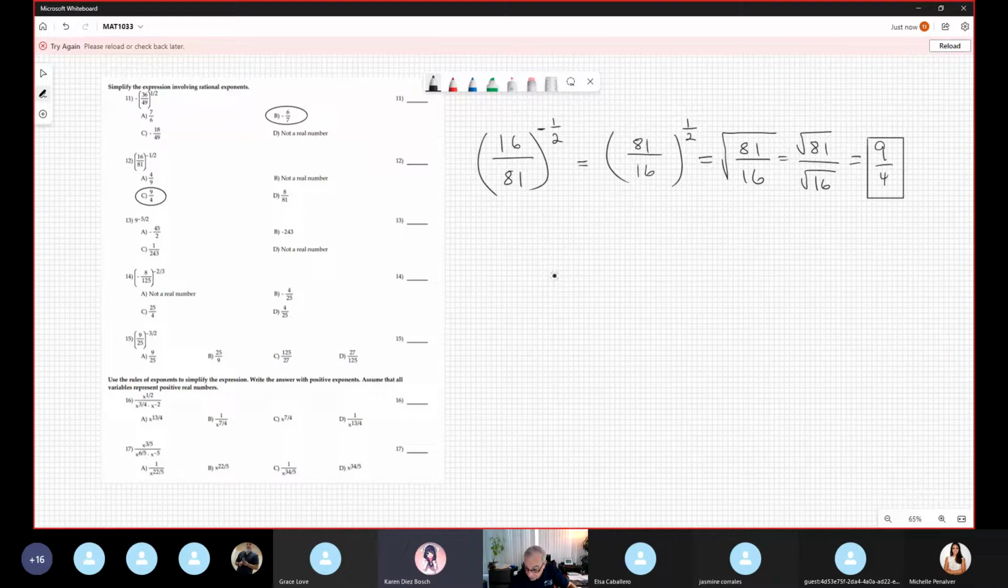Okay, 13 now. 13 is 9 raised to the negative 5 over 2. No parentheses, because it's not a fraction. So 9 is 9, a fraction. Therefore, what should I do? Negative exponent one more time. How do we convert to the positive exponent? Reciprocal.